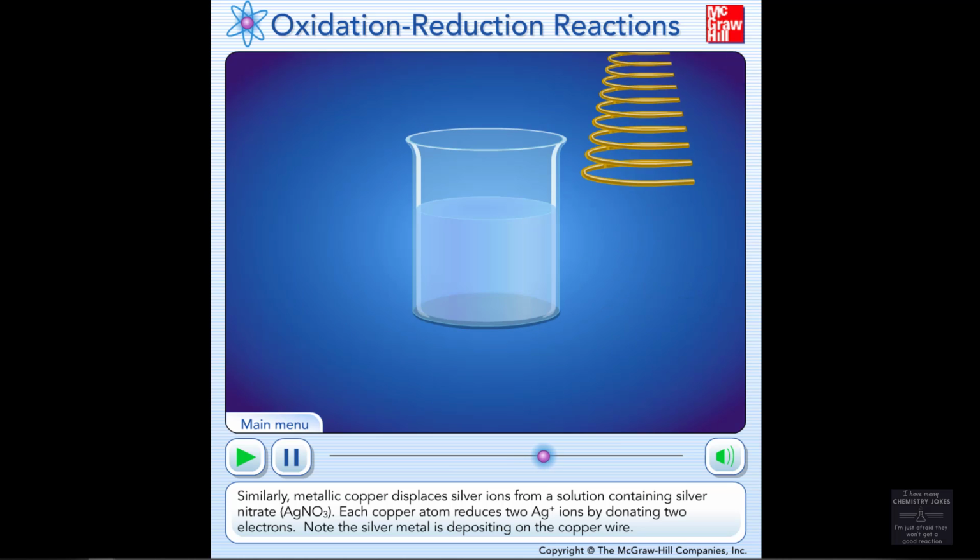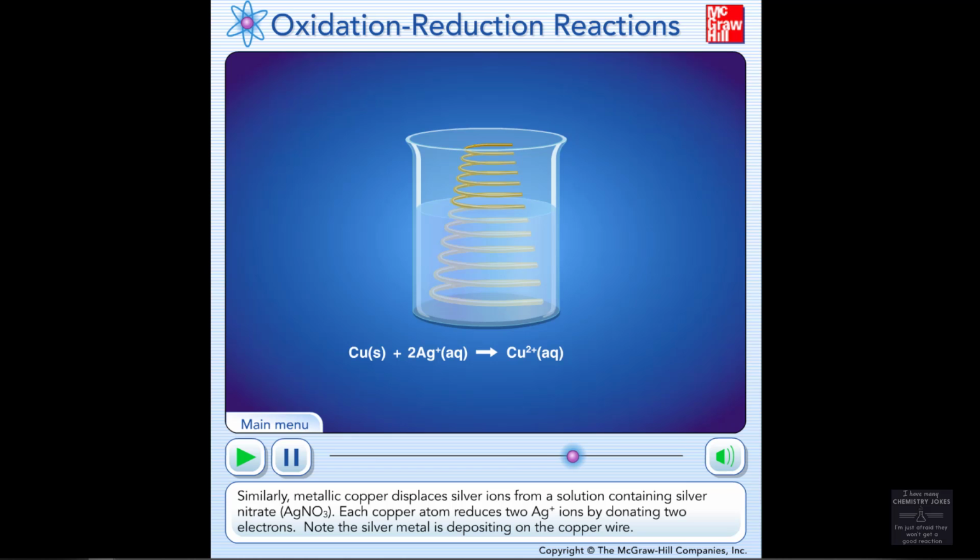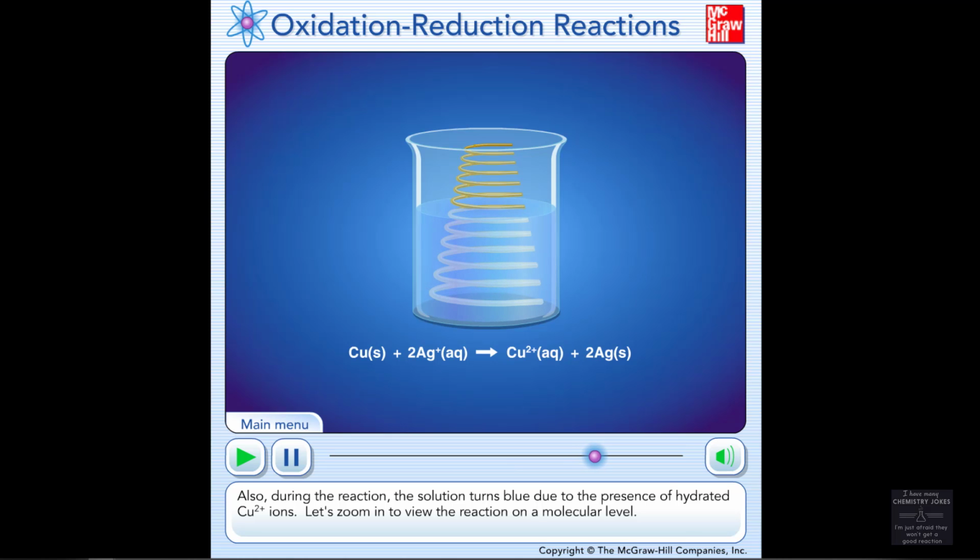Similarly, metallic copper displaces silver ions from a solution containing silver nitrate, AgNO3. Each copper atom reduces 2 silver+ ions by donating 2 electrons. Note the silver metal is depositing on the copper wire. Also, during the reaction, the solution turns blue due to the presence of hydrated copper-2+ ions.